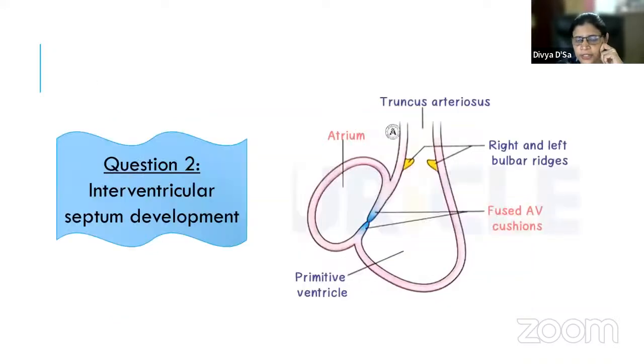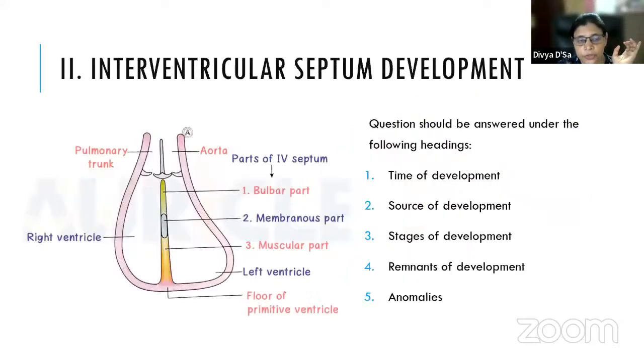Next question is interventricular septal development, between the right and left ventricles. Again, the same things we go through: the time, source, stages, remnants, and anomalies. The interventricular septum has 3 parts: the bulbar part, the membranous part, and the muscular part. All these 3 parts have different sources of development, and later they all fuse together to form a single interventricular septum, dividing the right and left ventricle.